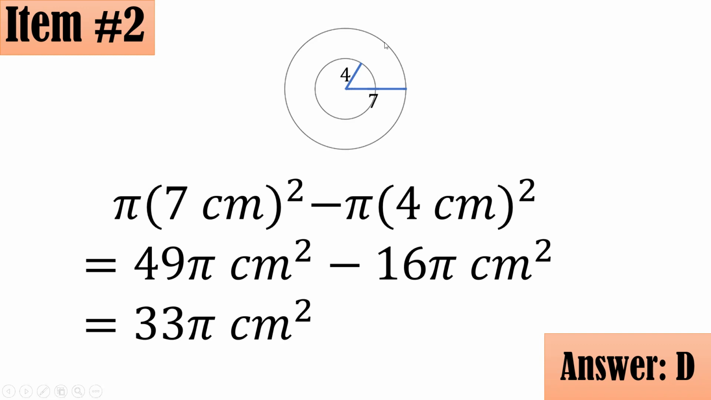In other words po, kapag ito po yung area na nasa loob ng pinakamalaking circle, excluding the area of this smaller circle, so ito pong nasa labas, ito po ay 33 pi cm squared. But again, it's not drawn to scale.